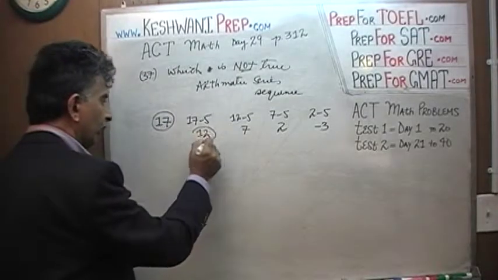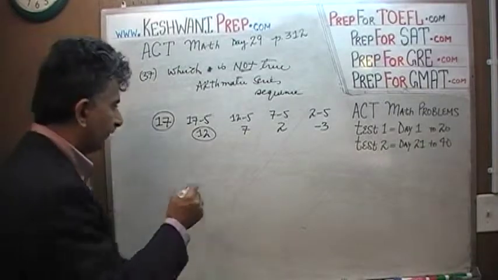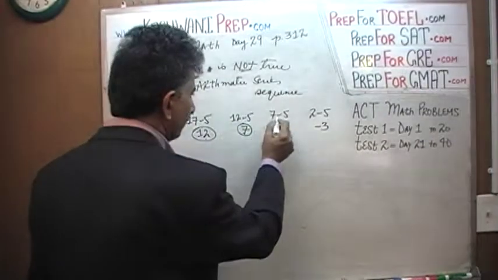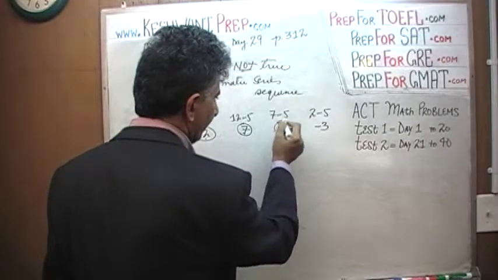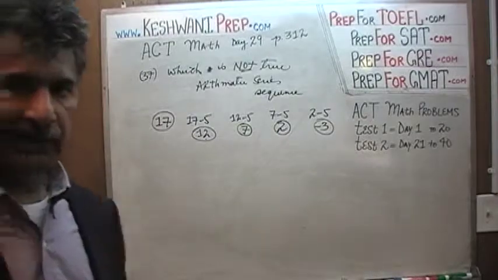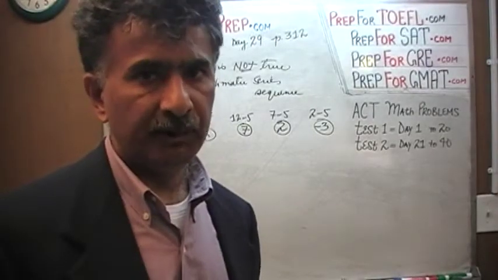From 17 to 12 is a difference of 5. It goes down by 5. From 12 to 7 is again it goes down by 5. 7 minus 5 is 2, and so on and so forth. It's an arithmetic series with the common difference of 5.